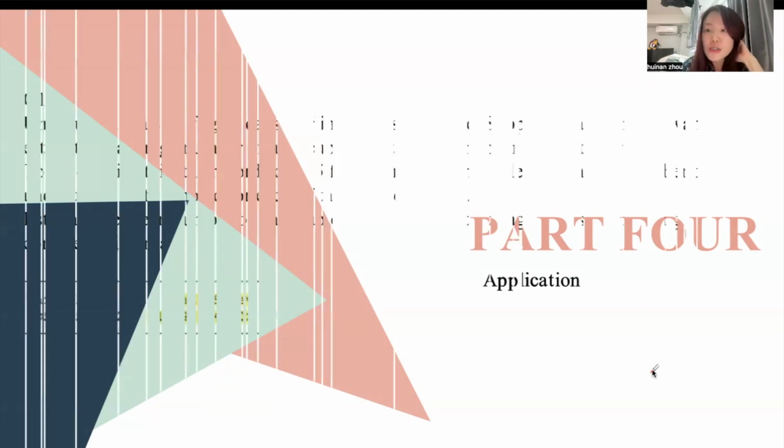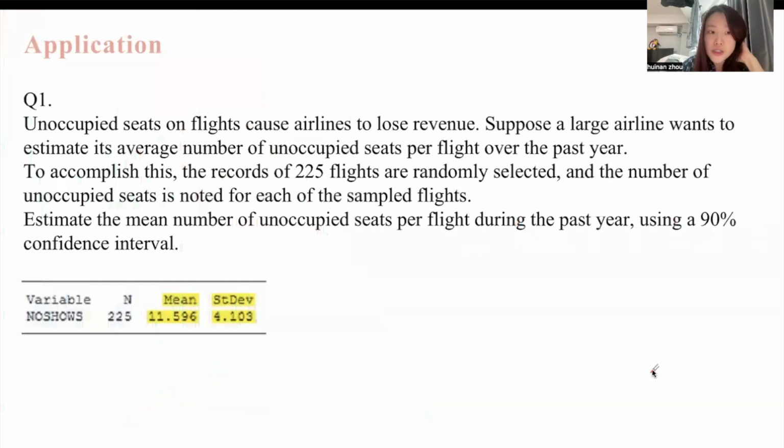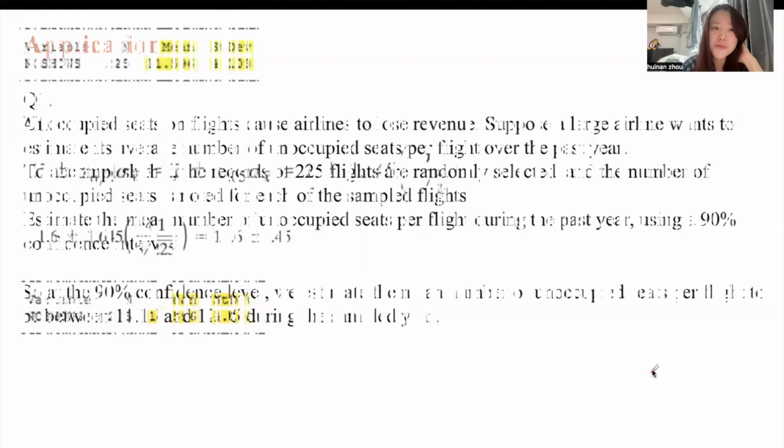real world questions. So for the first question, let's see. The unoccupied seats in flights cause airlines to lose revenue. Suppose a large airline wants to estimate its average number of unoccupied seats per flight over the past year. To achieve this, the records of 225 flights are randomly selected, and the number of unoccupied seats is noted for each of the sample flights. So the data is given below, and the question is to estimate the mean number of unoccupied seats per flight during the past year, and the given confidence level is 90%.